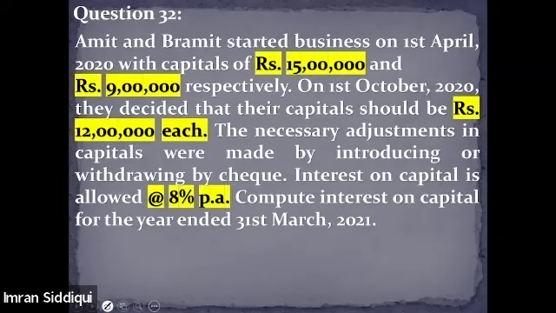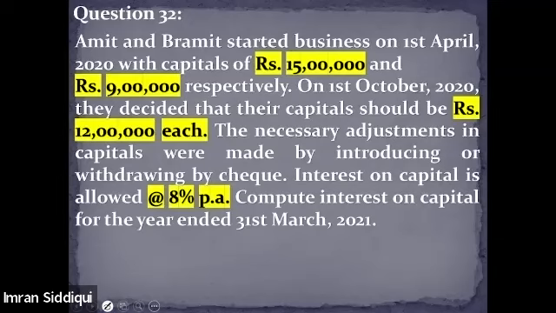The necessary adjustment in capital were made by introducing or withdrawing by check. Interest on capital is allowed at 8% per annum. Compute interest on capital for the year ended 31st of March 2021. I hope the question is clear, everybody.